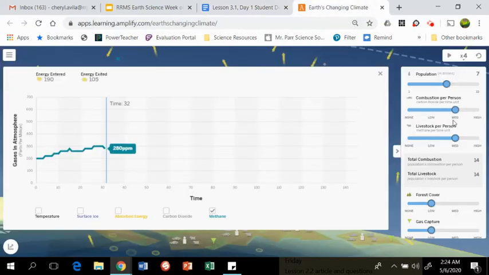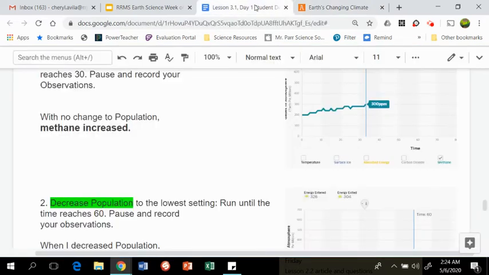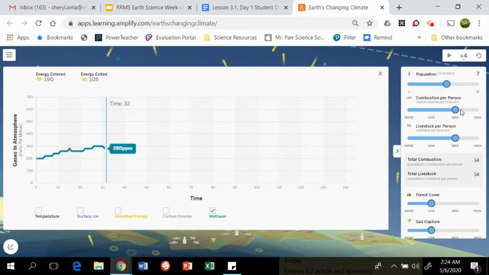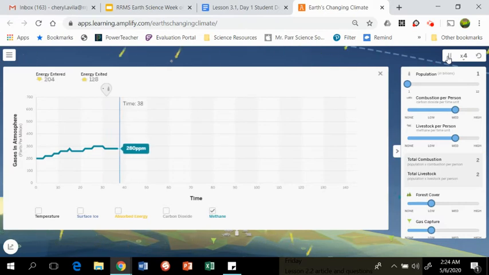So we're going to increase population. No, wait, I thought lowest setting, yeah. We're going to decrease population all the way to 1. This is most of the human race has been wiped out. And what would happen to the methane in the atmosphere?